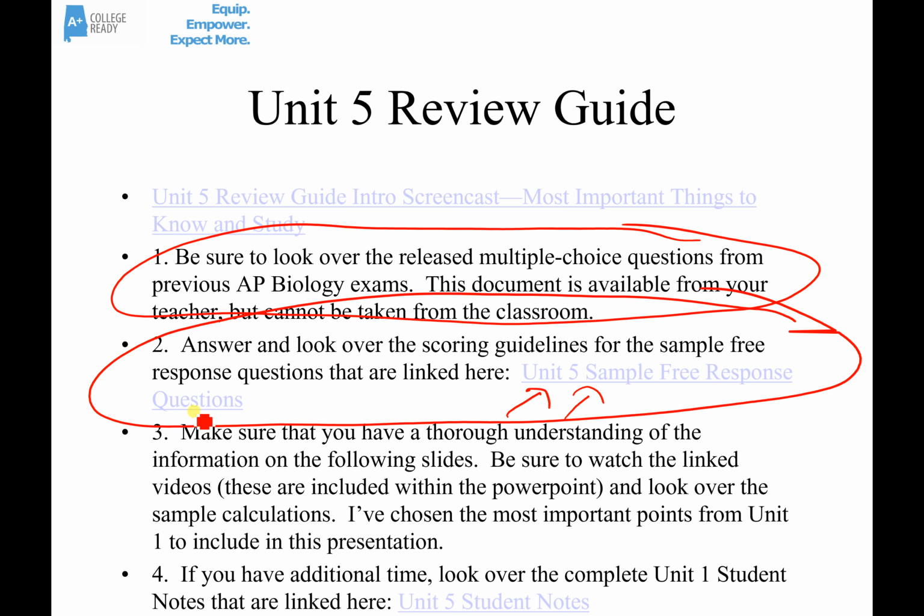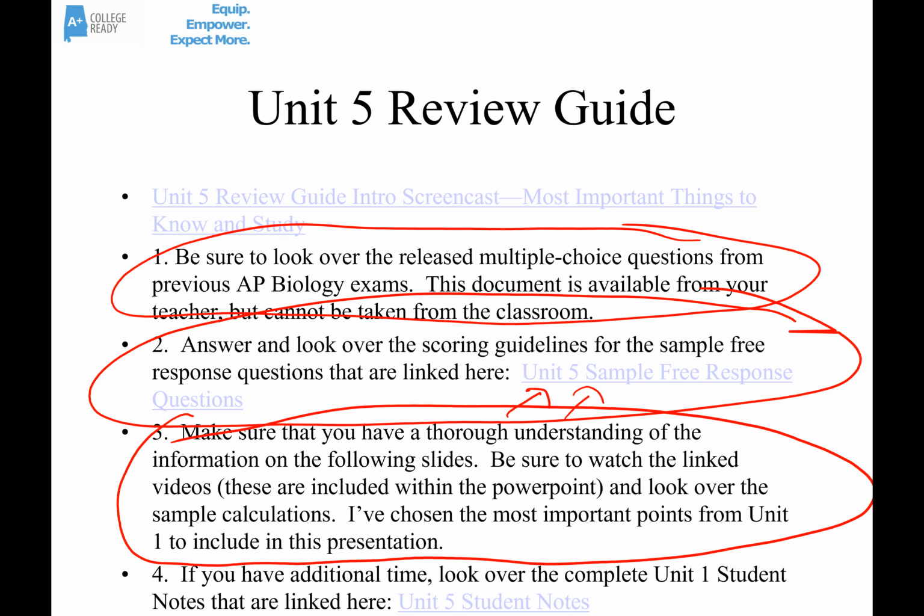The third thing, take time to go through this PowerPoint for Unit 5. Especially pay attention to things you aren't as familiar with. Watch the videos, the screencast, if there's a topic that you're really unfamiliar with. And then finally, if you have some additional time, I've linked up the entire set of Unit 5 student notes right here.